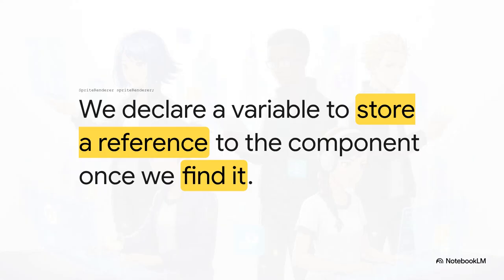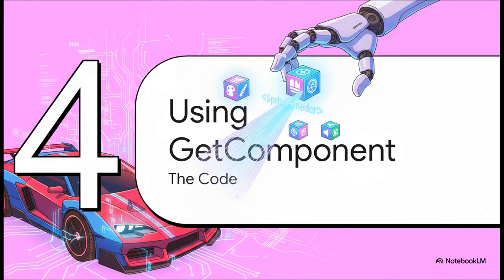Okay, next up, we need a variable that can actually hold a reference to the SpriteRenderer component once we find it. So we'll declare a new variable. The type is SpriteRenderer with a capital S and R. That's the official name of the component class. Then we give it a name, spriteRenderer, with a lowercase s. This is a super common convention, and it's really helpful to keep your code clean and distinguish between the concept of a component and your specific variable for it. Awesome. Our variables are all set up and ready to go.